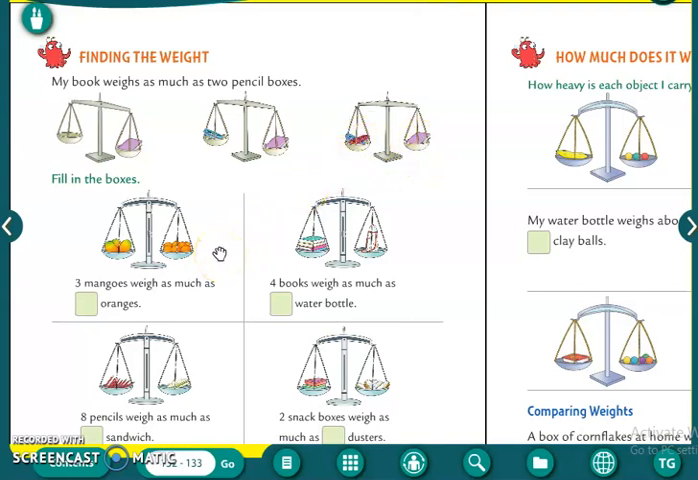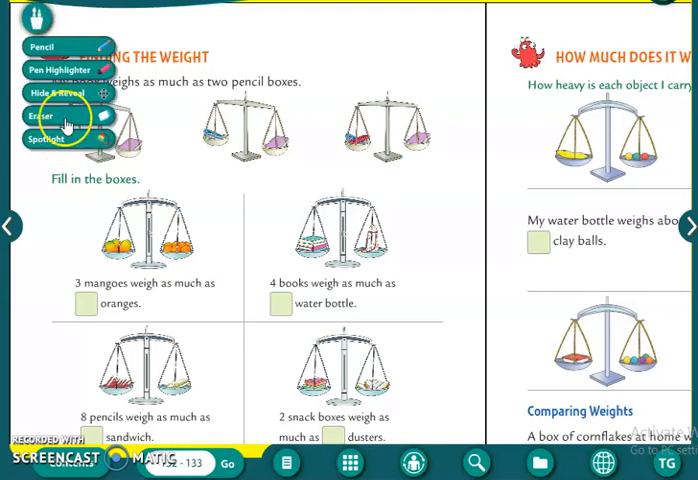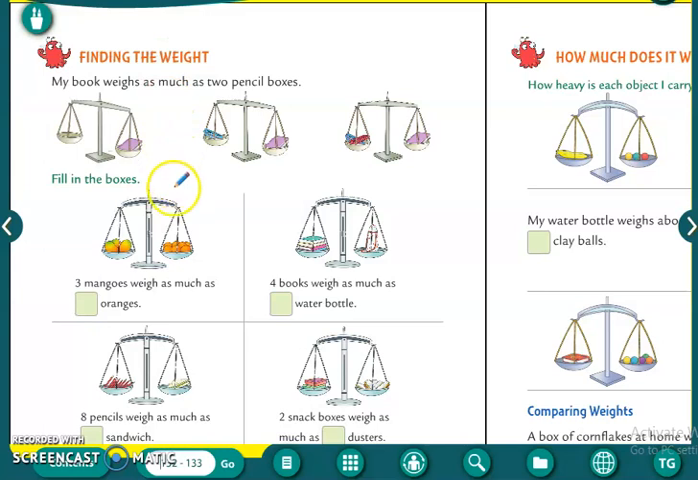So the book weighs equal to 2 pencil boxes. Now here we will see, 3 mangoes weigh as much as dash oranges. See, on this one side 3 mangoes are given and we have to find out it is equal to how many oranges. Count the oranges. 1, 2, 3, 4, 5, 6 and 7. So write over here 7. Then 4 books. See over here 4 books are there. They weigh as much as how many bottles? This is 1 bottle.